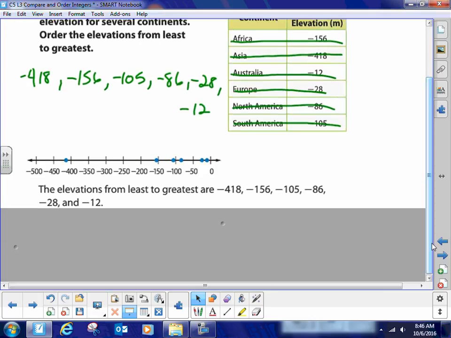Now you can use a number line like they used here. Okay? And they went by 50s on the number line. It doesn't matter as long as you're consistent and make sure that you do the number line correctly. As you notice, zero is here and numbers are getting smaller as they go to the left.